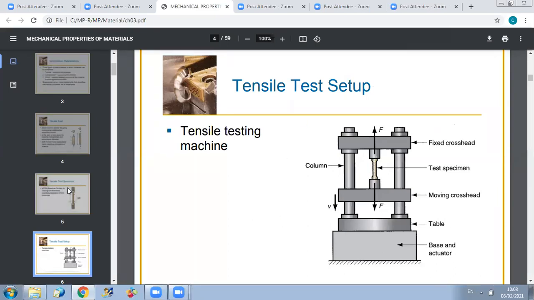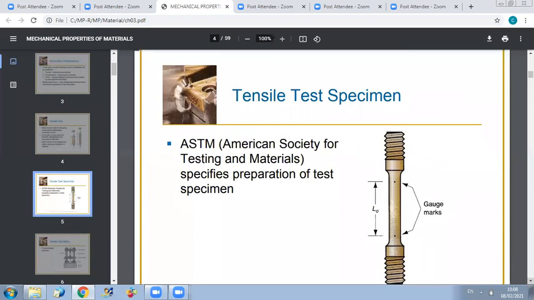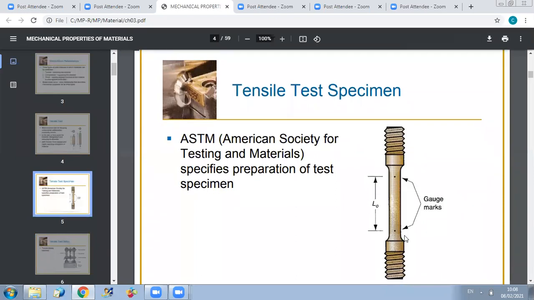And we can see here that the tensile test specimen is marked with 2 points, which we call gauge marks. The gauge marks are used to measure the variation of length of the specimen. Okay, so this is the initial length, and as you apply tension forces to the specimen, the distance between these 2 points will increase. And we will measure it to see the variation of L with the force applied on the specimen.